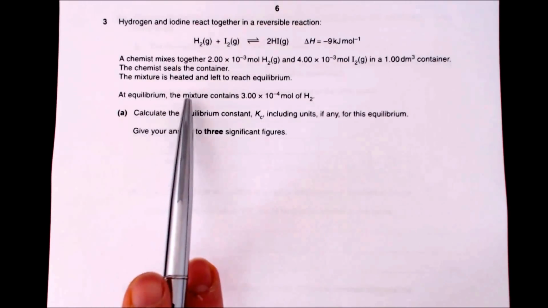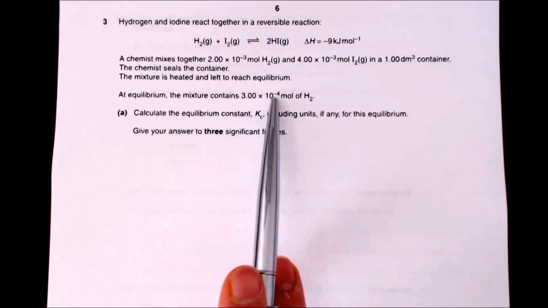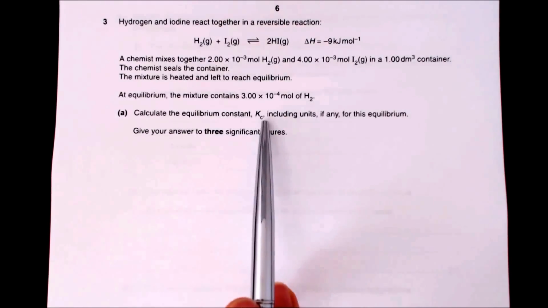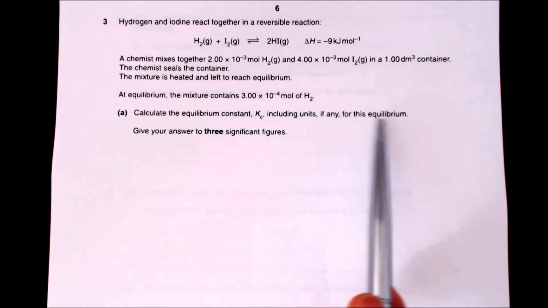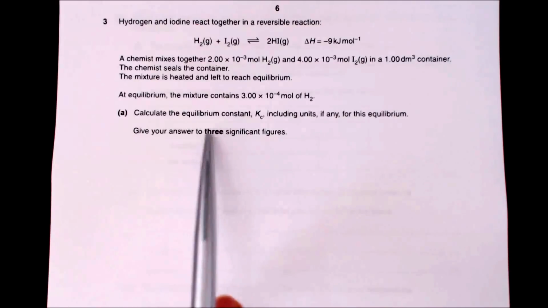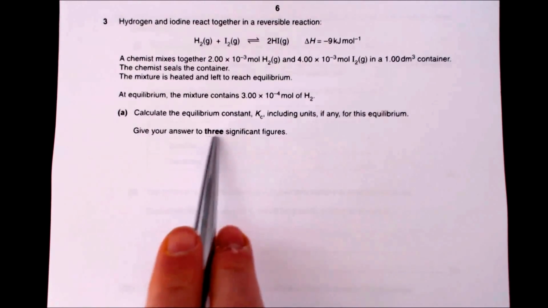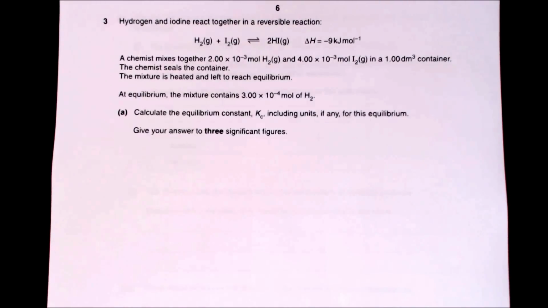So at equilibrium, the mixture contains 3 times 10 to the minus 4 moles of H2. Calculate the equilibrium constant, Kc, including units, if any, for this equilibrium, and give your answer to 3 significant figures. So this precision bit is really, really important. When they ask for 3 significant figures, you must give it to 3 as well.